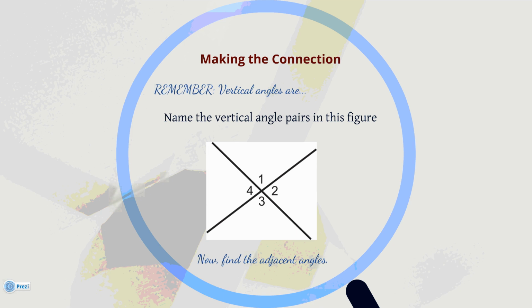Hopefully, angle 1 and angle 4 was a choice, angle 2 and angle 3 was a choice. You could have also had angle 1 and angle 2, and angle 3 and angle 4.